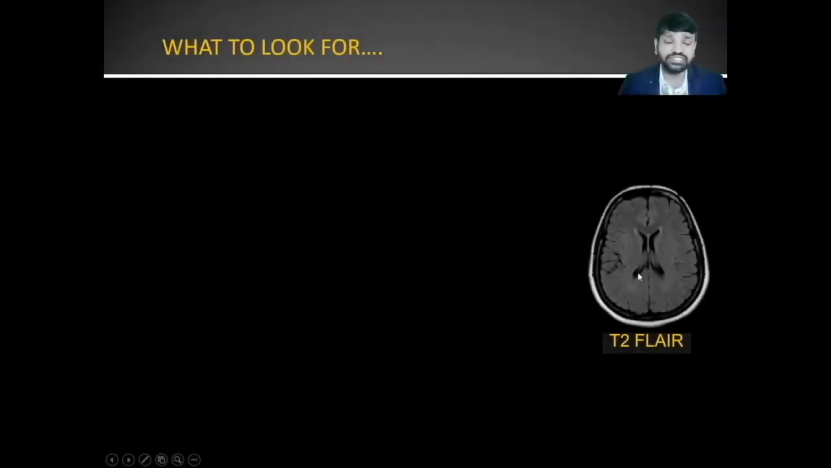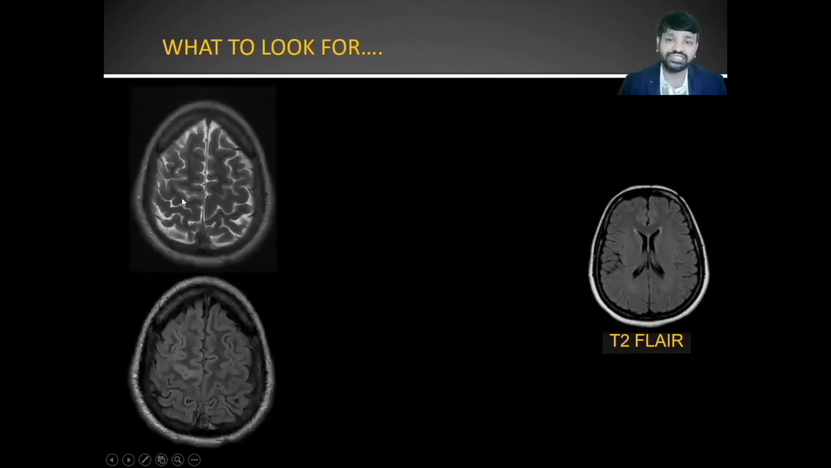So the FLAIR sequence will suppress fluid signal. So the normal CSF in the ventricular system or in the sulcal spaces will not give any signal. FLAIR is a very good sequence to appreciate subtle abnormalities. Just for example, if you see in these two images, here the cortical bright signal you may not be able to appreciate clearly because of the adjacent CSF bright signal.